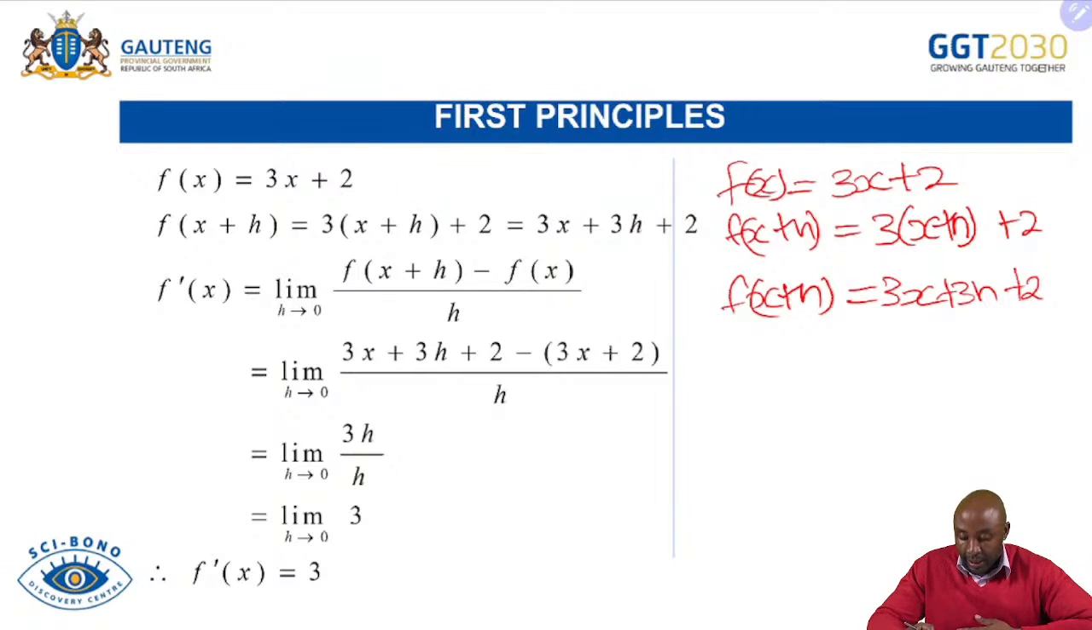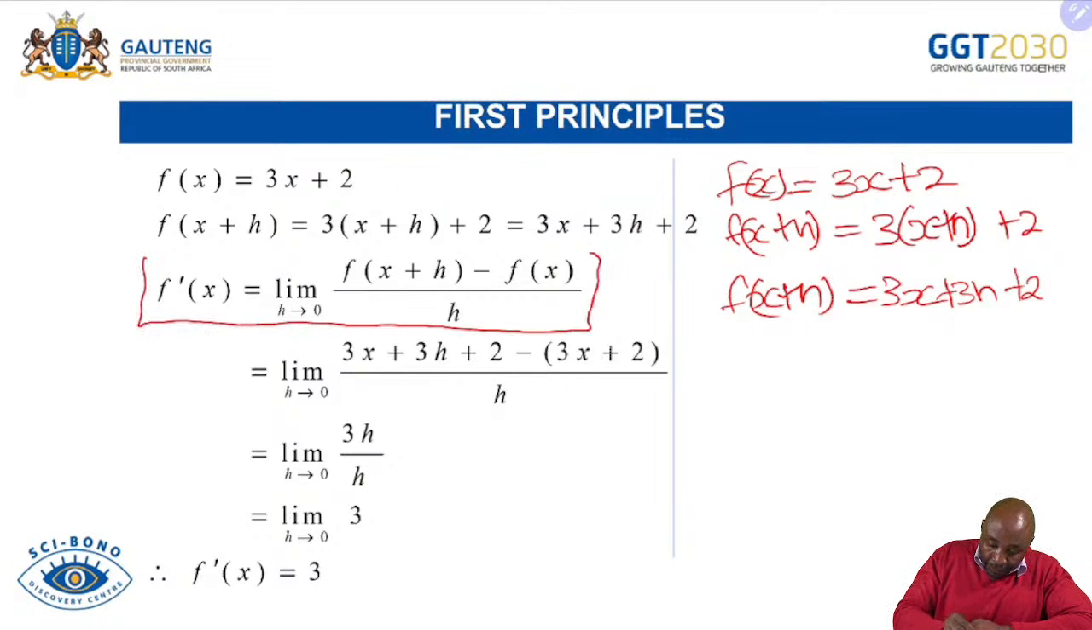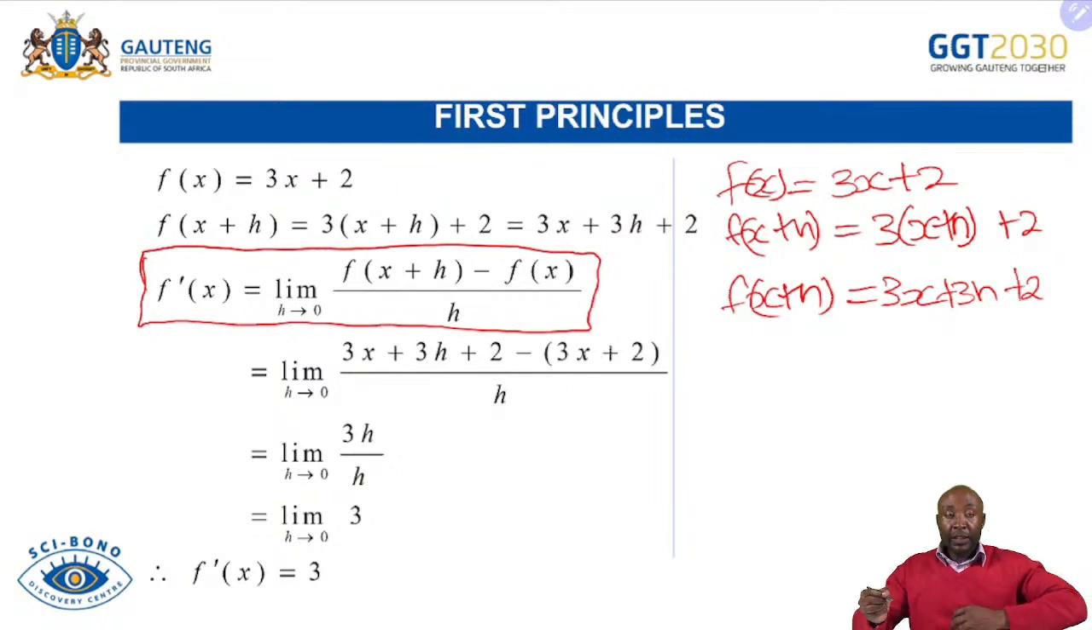We can now take this and substitute it back into our definition. You are having the definition of first principles. We substitute and get f of x plus h minus f of x over h. We are going to substitute.